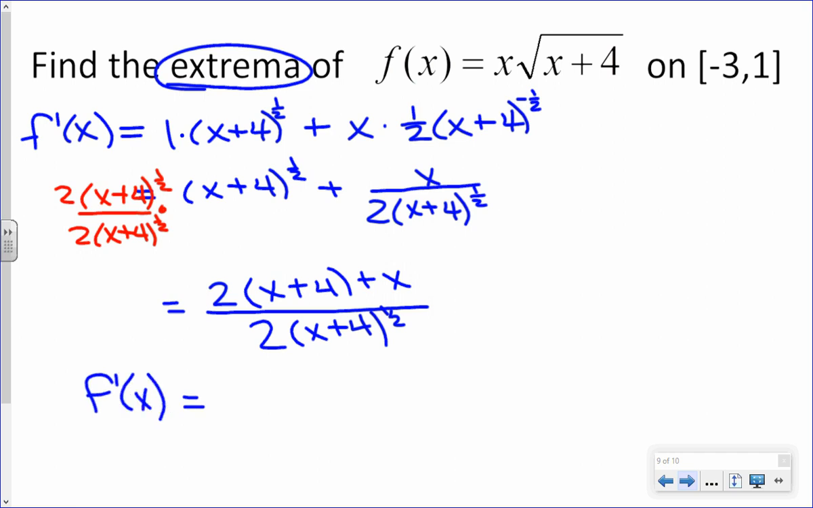So if we go ahead and we distribute that 2 through, because we can distribute it now that it has to the first power, right? We can't distribute it up here when it has a 1/2 power, but when x plus 4 has a power of 1, we can now distribute that 2. So what we get is 3x plus 8 all over 2 times x plus 4 to the 1/2 power. Or if you want to write it as a square root, that's fine too. Okay? But that's our derivative.